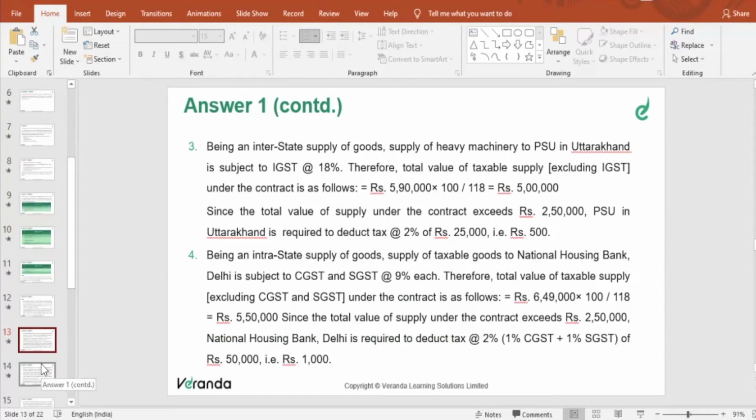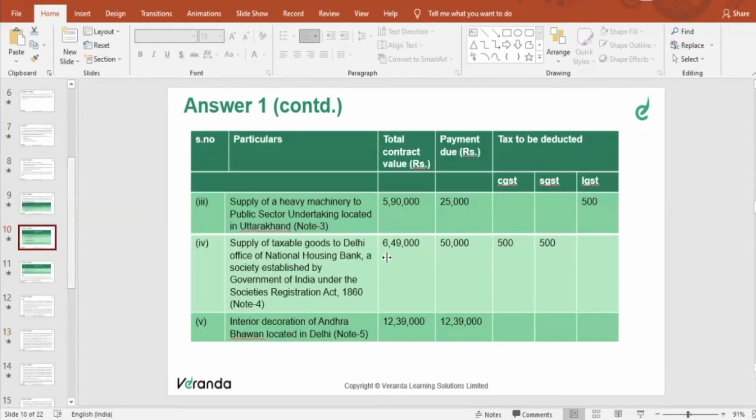Next one. Intrastate supply to National Housing Bank, wherein about 6,49,000 worth of supply was made under the contract. It exceeded the limit; excluding GST, it is 5,50,000. Since it is more than 2,50,000, and NHB, National Housing Bank, is required to deduct tax at 2%, which is 1% CGST, 1% SGST, of rupees 50,000, which totals 1,000 rupees, which we are giving the split clearly. On 50,000 payment payable, 500 and 500 tax is to be deducted.